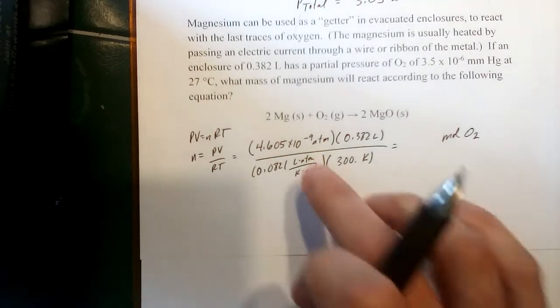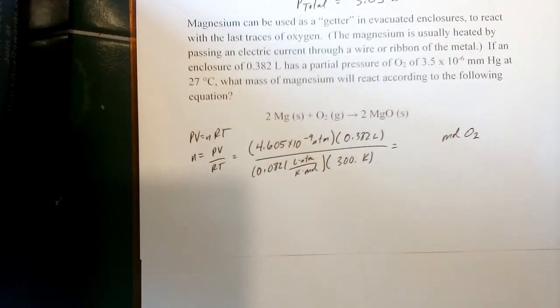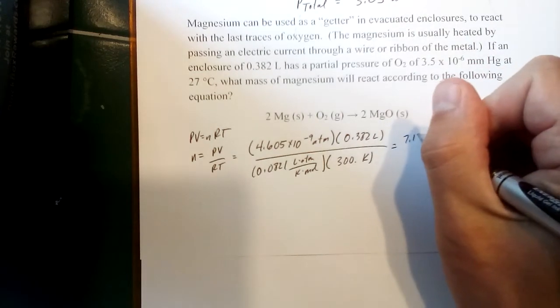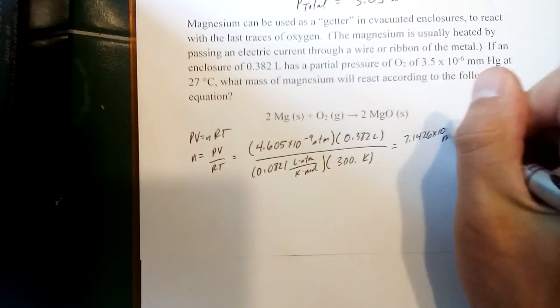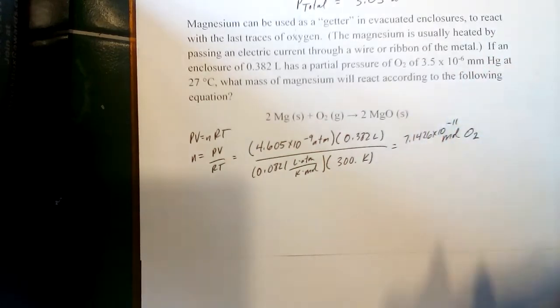So I've already got that pressure in my calculator, so times 0.382 divided by 0.0821 divided by 300. 7.1426 times 10 to the minus 11th moles of O2. Now I'm keeping a couple extra sig figs here, right? I can also keep that in my calculator.